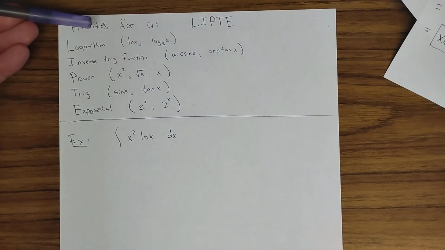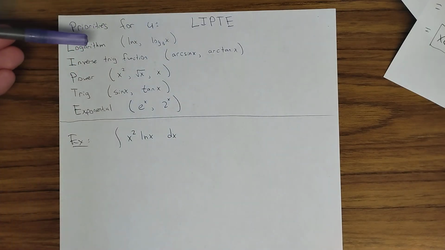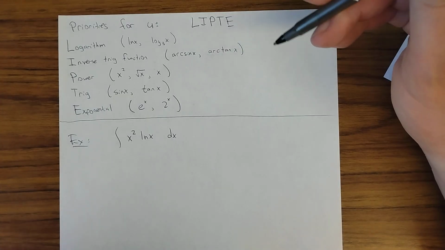So once again, you go down the list, you make u equal to the first thing on the list that you see, and of course dv just has to be the rest. Like dv is everything that you didn't include in your u. And that should, in most situations, lead you in a good direction. Okay. So with that in mind, let's do one more example real quick.